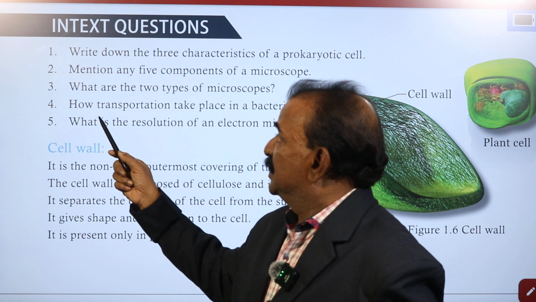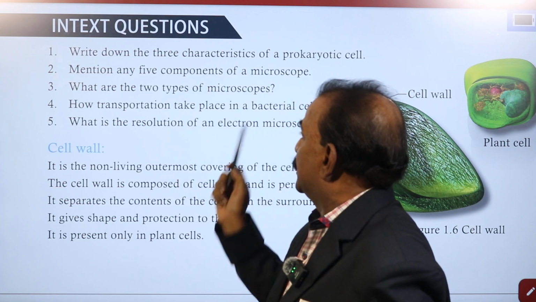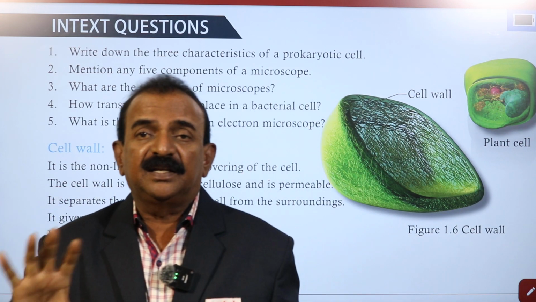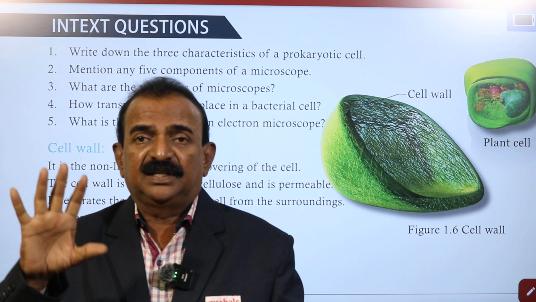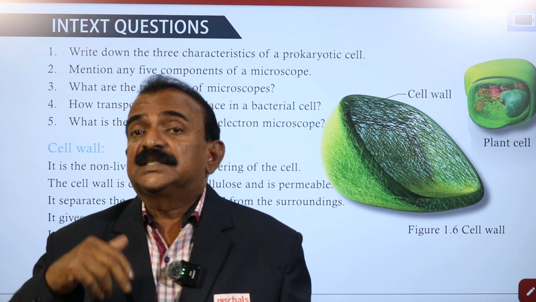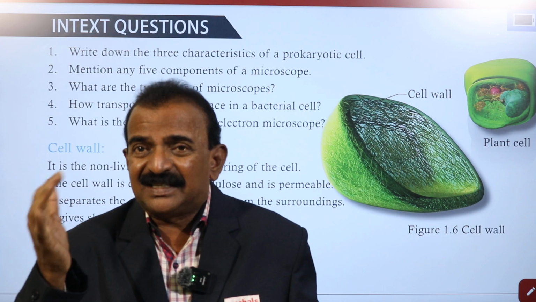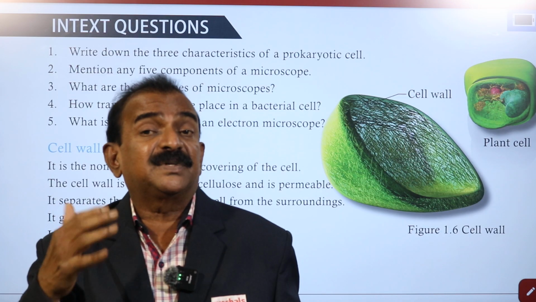Now you see the fourth question: how does transportation take place in a bacterial cell? A bacterial cell is a prokaryote. It does not have a definite nucleus, and it has what? A cell wall. And here the cell wall is also useful for letting certain substances get in and certain substances get out.